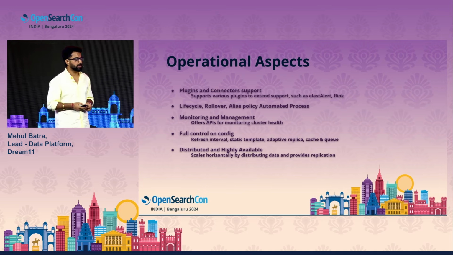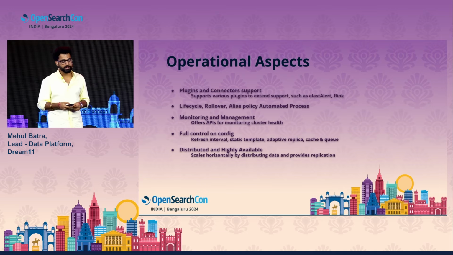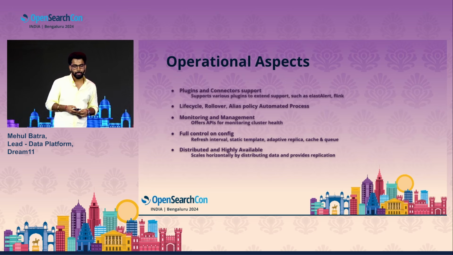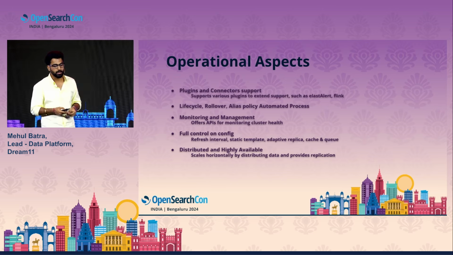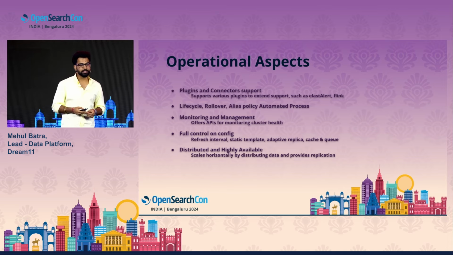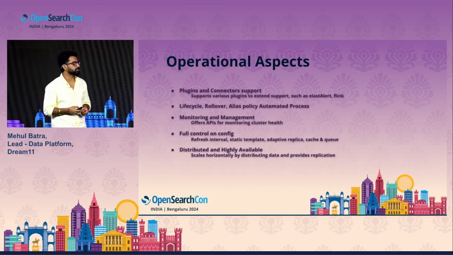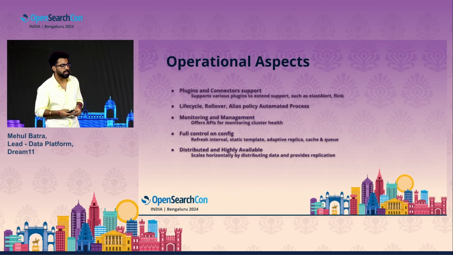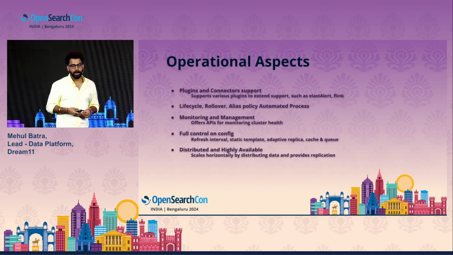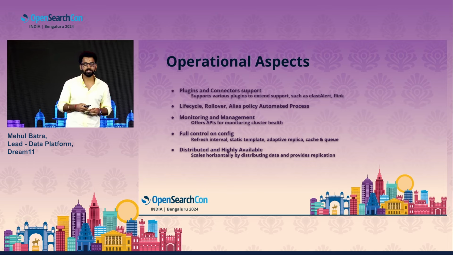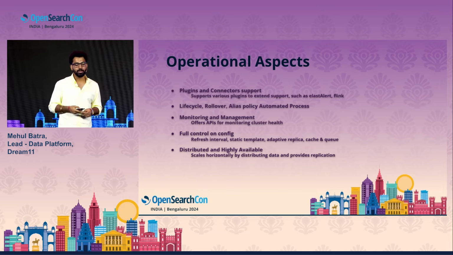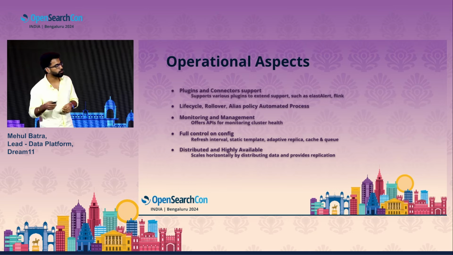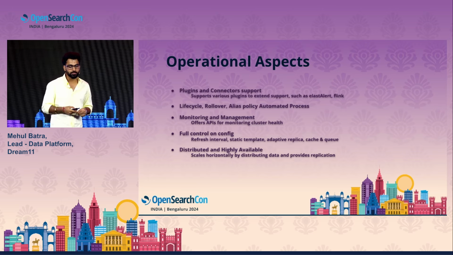On top of that, there were some operational aspects that we already had and wanted to go forward with. At Dream11, we highly rely on some external plugins that we use on top of OpenSearch. A few of them were ElastAlert, which we used for YAML-based alerting. And to produce data on our Elasticsearch and OpenSearch clusters, we depended on Kafka Connect. Alongside, we also started using Flink. So we wanted a data store which could support all of these so that we don't have to look out for other options on those aspects.